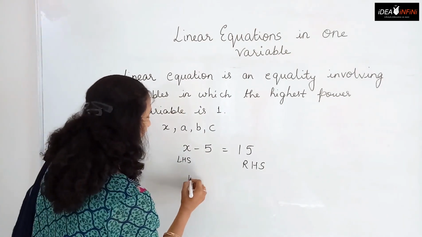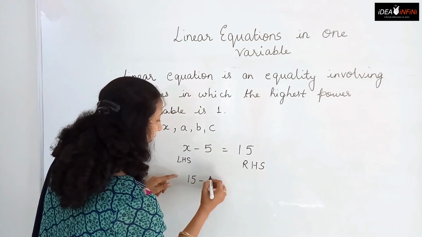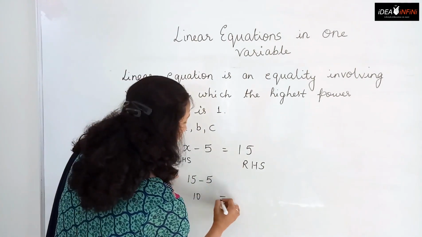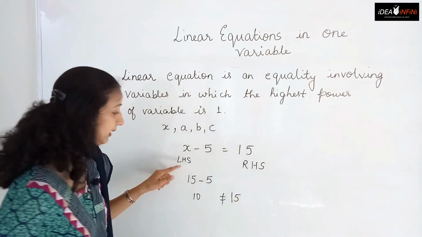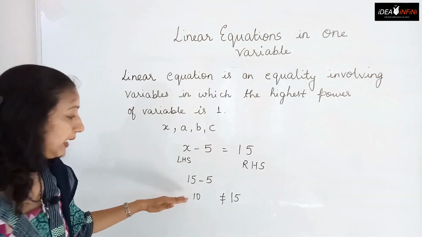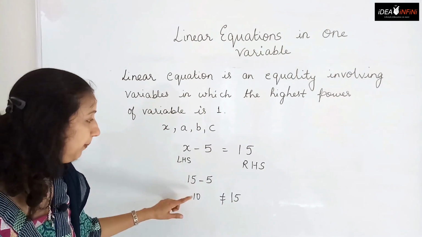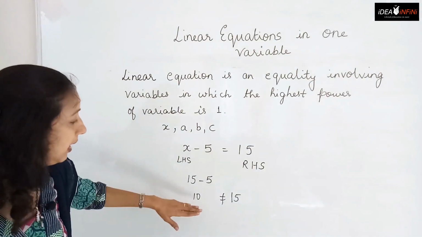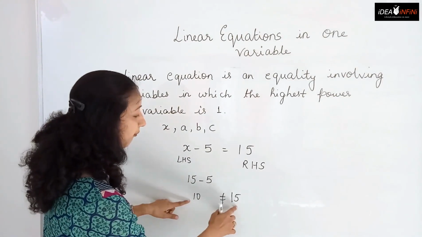Suppose I put 15 here on the left hand side and try to find out the answer. It will be 10. It's not equal to 15. So that means X cannot be 10. So X has to be something a little bigger than 15, that I have taken as 15. It has to be a little bigger because these two values differ by 5.